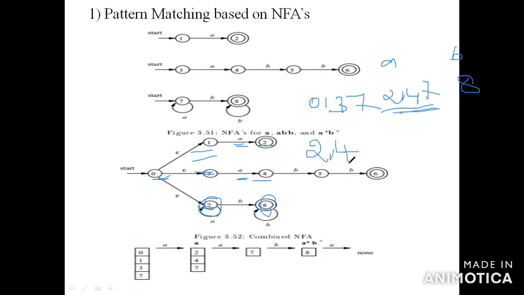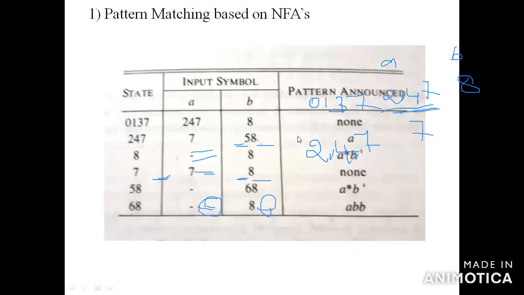Okay. 247. Now check 247. What is 247 on a? It is 7 only. Now you can check here. 247 is 7 only. It's correct. 247 is 7 only.